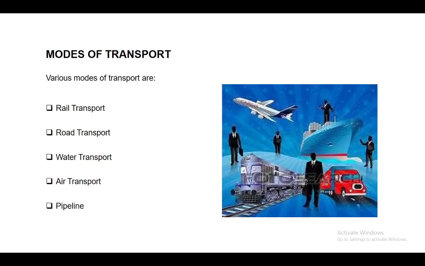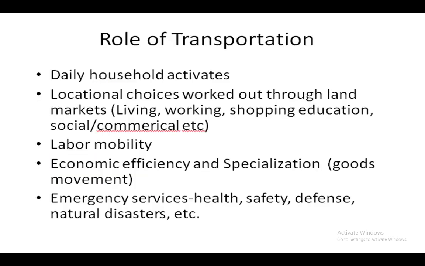The next topic, which is the basic theme of this lecture, is about modes of transportation. As I already mentioned, we have those five to six important modes, so let's try to understand them one by one. But to go into detail, the first thing is that we will try to understand what the role of transportation is. If we don't have transportation, we may become static, unable to move from one place to another. If we don't have transportation, our daily household activities may be constrained, and we may not be able to fulfill all those household activities.